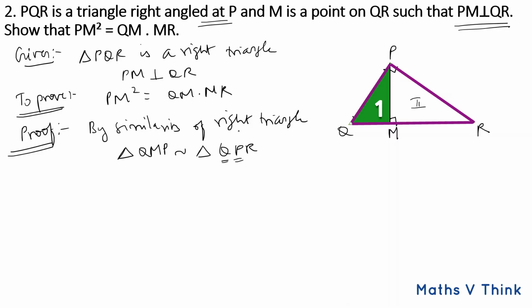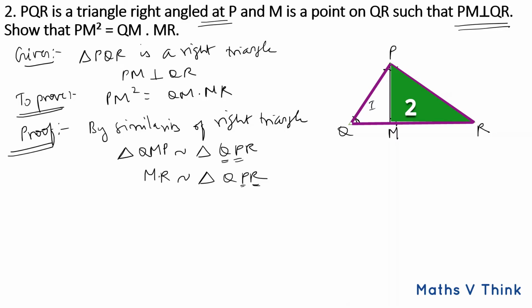Same way, by the similarity of right triangle, can I tell the second triangle will be similar to the whole triangle? So first write the whole triangle, that is triangle QPR is similar to... when you compare the second and the whole triangle, you can see angle R is common. So in place of R, you need to write R. In the same way, in the whole triangle, angle P is 90 degrees, and in the second triangle, angle M is 90 degrees. So in place of P, write M, and the remaining one is P. So triangle PMR is similar to triangle QPR.